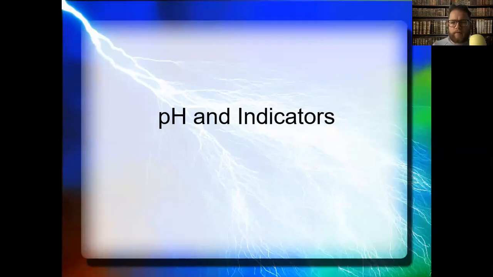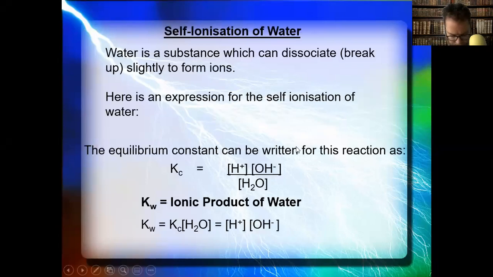Okay, so we're going to have a look today at pH and indicators, which is chapter 18 of the Folan's textbook, looking at pH and indicators. It begins by looking at the topic of self-ionization of water. And I suppose basically we have to have chapter 17 done before we look at this.